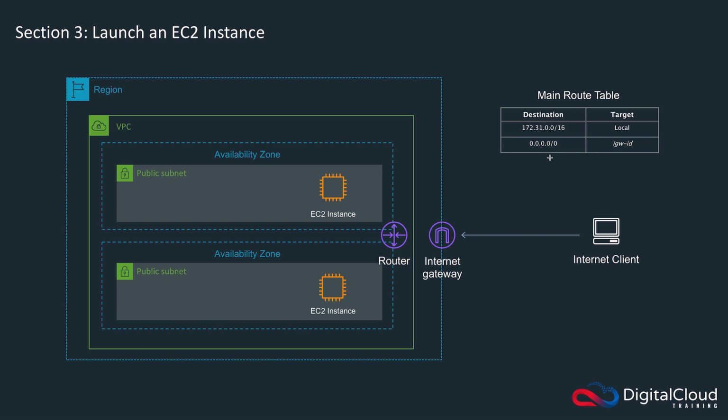So what we're going to do then, we're going to launch a Windows instance and a Linux instance, and we're going to have an internet client. This is just going to be me connecting from my computer over the internet, and we're going to be able to remotely connect to these instances and manage them. Now we're going to do that connectivity in the next lab. In this one, we're just going to launch the instances. So let's head over to the EC2 management console.